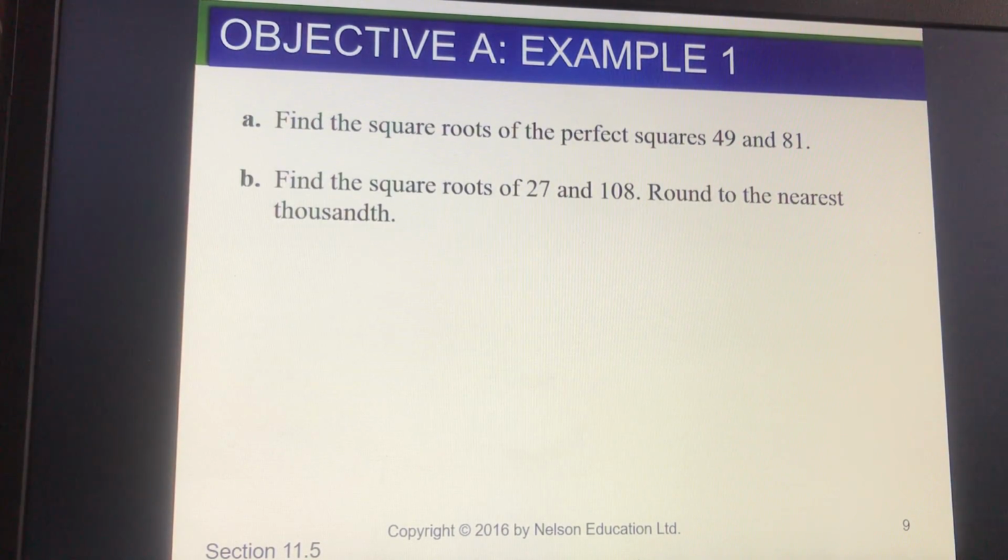Find the square roots of the perfect squares 49 and 81. Find the square roots of 27 and 108. Pause the video, grab your calculators, find the answers, and check them here.